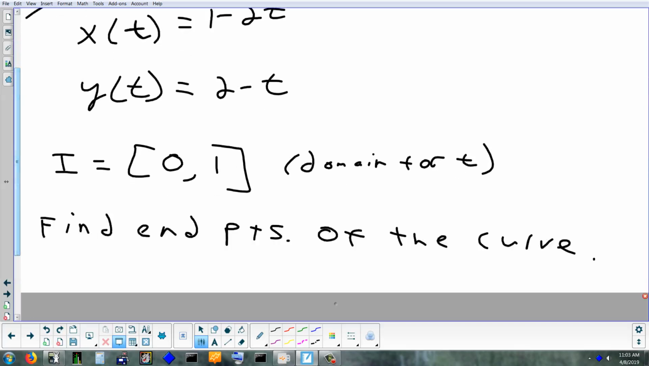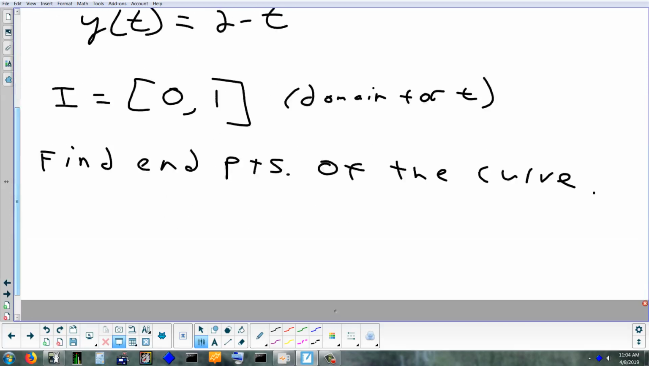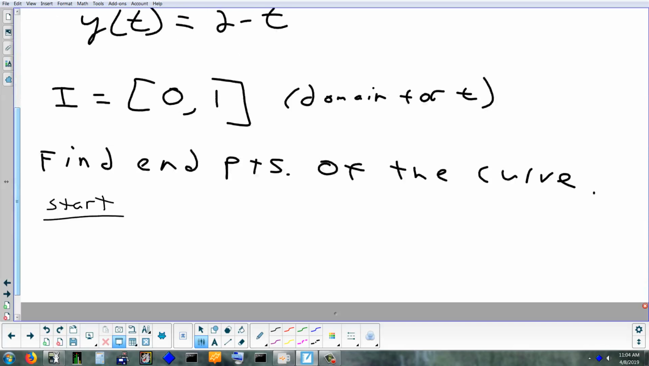Okay. So I'm not going to sketch it. Maybe I will on the calculator, but all I want to know is tell me where the curve starts, tell me where it stops. Okay. Let's find the coordinates of the start point. So the start point is going to have an x starting value and a y starting value. Okay, let's begin with the x.